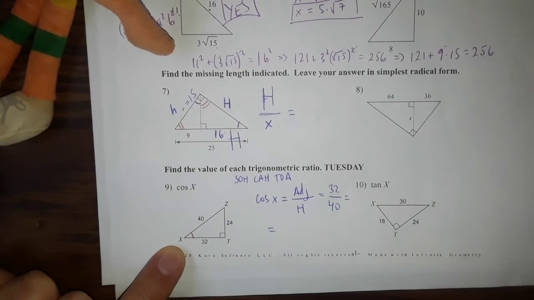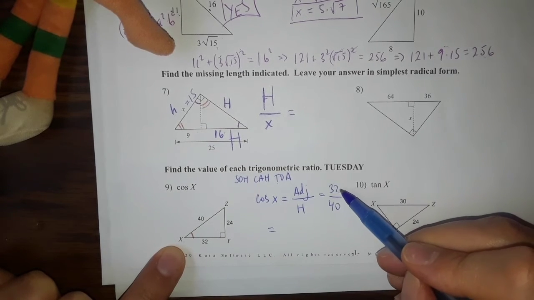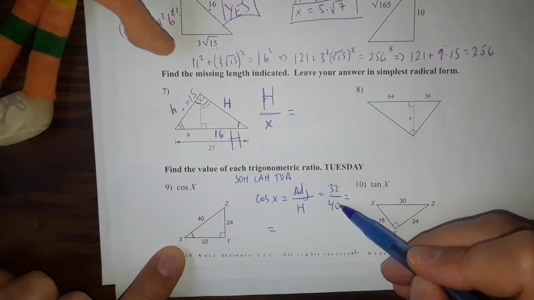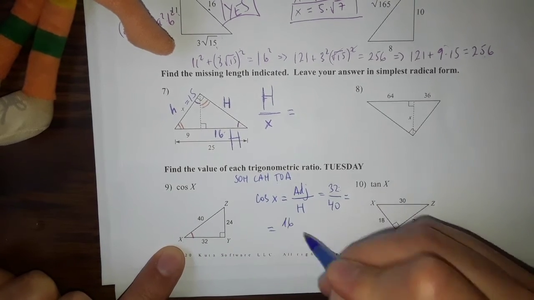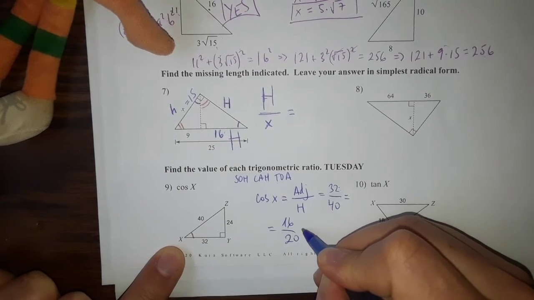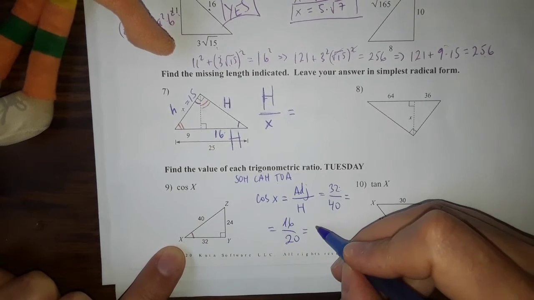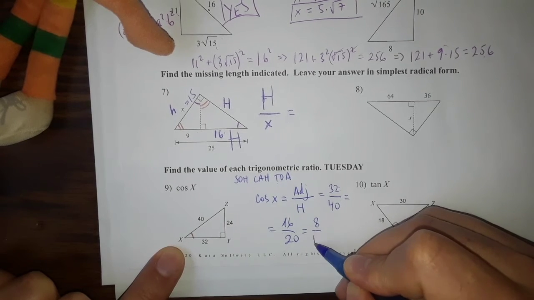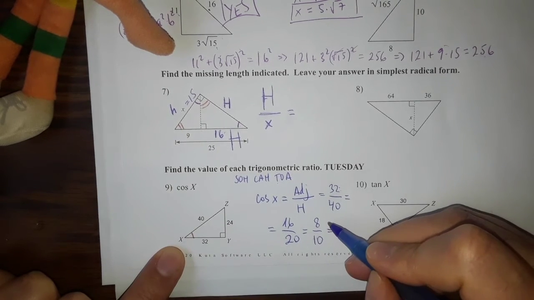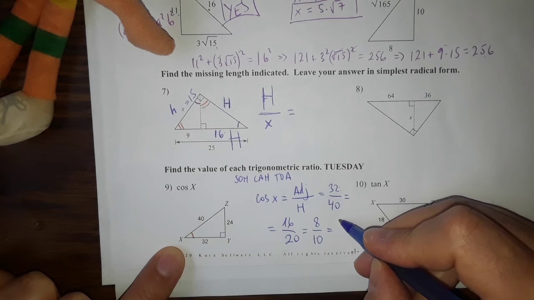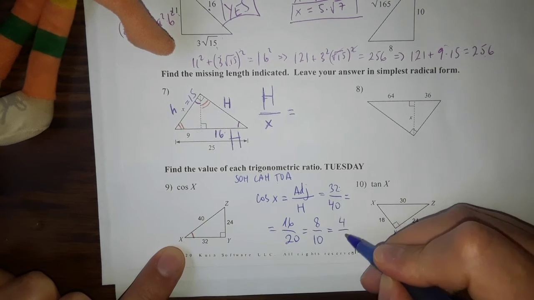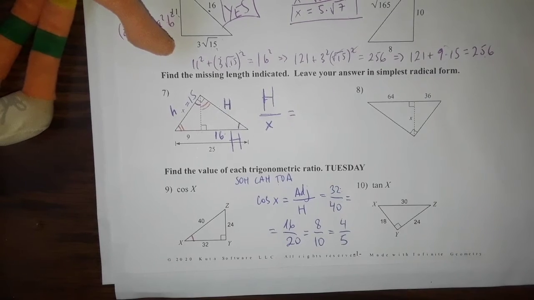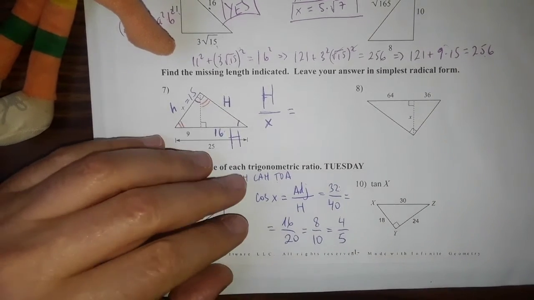We can simplify this fraction. This would be 32, half of 32 is 16, half of 40 is 20. We can still do half. Half of 16 is 8, half of 20 is 10, right? And then half of 8 is 4, half of 10 is 5. So here we go, that's the ratio, right?